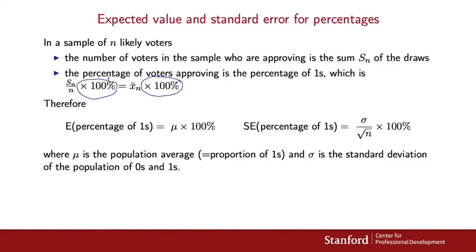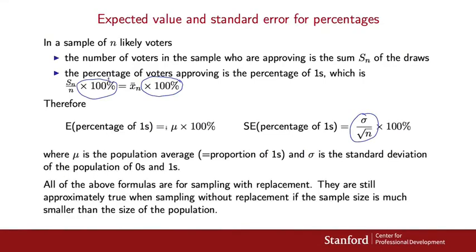That means we can simply use the formulas for averages, and we find that the expected value of the percentage of 1s is mu times 100%, and the standard error for the percentage of 1s is sigma over square root n times 100%, where mu is the population average and sigma is the standard deviation of the population of 0s and 1s. So now we have a number of formulas for the average, for the sum, and for the percentages. But really they all look quite similar. In the end, it comes down to sigma over square root n.